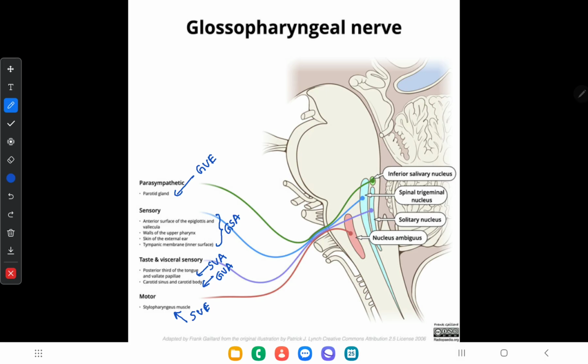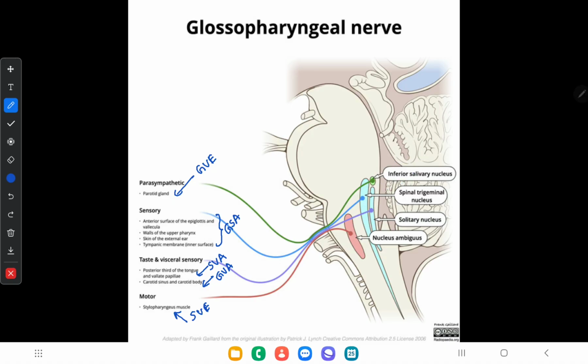Now we will talk about the functional components of glossopharyngeal nerve. So first there are special visceral efferent fibers which arise in nucleus ambiguus for supplying the stylopharyngeus muscle. Here is the nucleus ambiguus, so this supplies stylopharyngeus muscle. Then you have general visceral efferent fibers which arise in the inferior salivatory nucleus, and these preganglionic fibers synapse in the otic ganglion, from where postganglionic fibers supply the parotid gland.